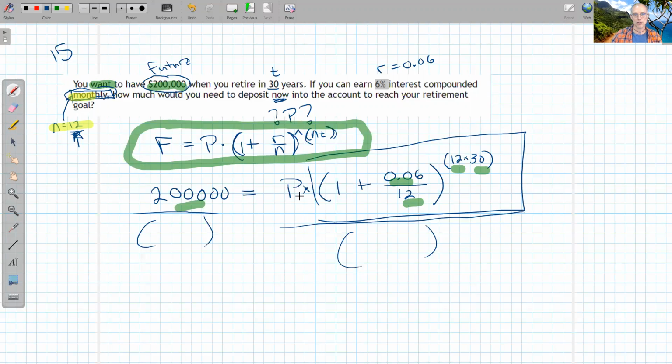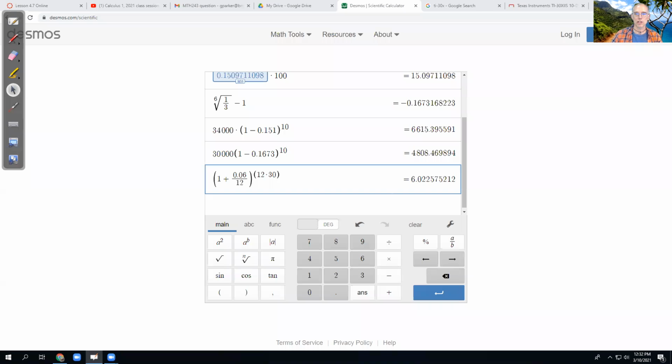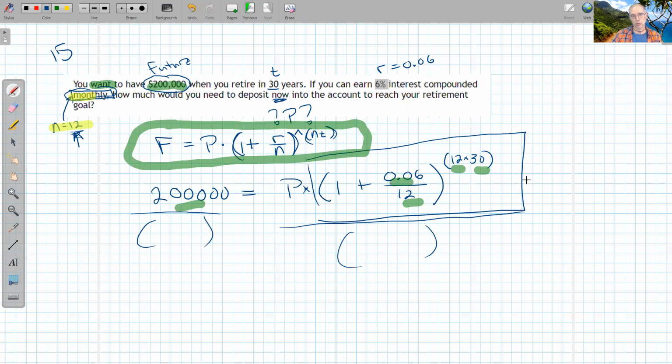And so now we're ready to use the calculator on the parentheses times P, so we know what number to divide by. So I get, for my values, 6% every 12 months for 30 years, about 6.023 if I were to round it. Now I'm going to avoid rounding it, because I know I need to divide by that number, since in my work, I show it as a multiple.